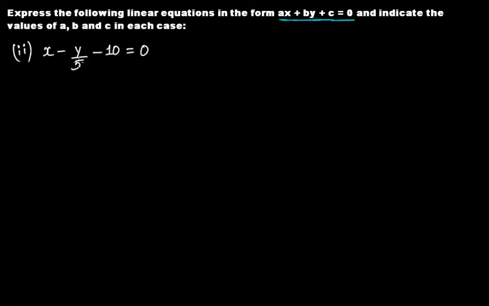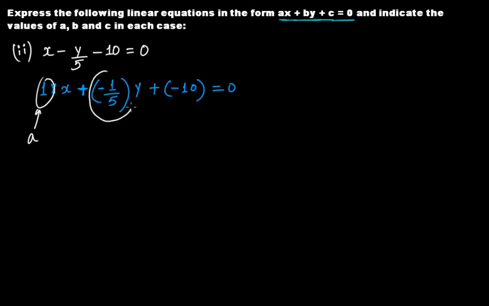X minus y by 5 minus 10 equal to 0. So this is basically 1 multiplied by x plus minus 1 by 5. Why? Because this is minus y by 5, so write plus here, and within the bracket you have minus 1 by 5 y plus minus 10 equal to 0. So from here this is your a, this is your b, and this is your c, right?